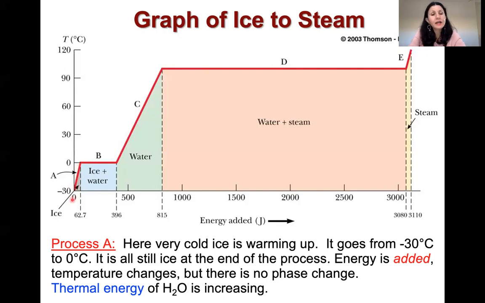But for now, if we just focus on process A, all that's happening as we're adding energy is the temperature is increasing. You can see this red line shows that the temperature is increasing, but there's no phase change, meaning that it's always still ice. It's just getting warmer and warmer. And we give a name to the energy of that ice, which is changing as we add energy.